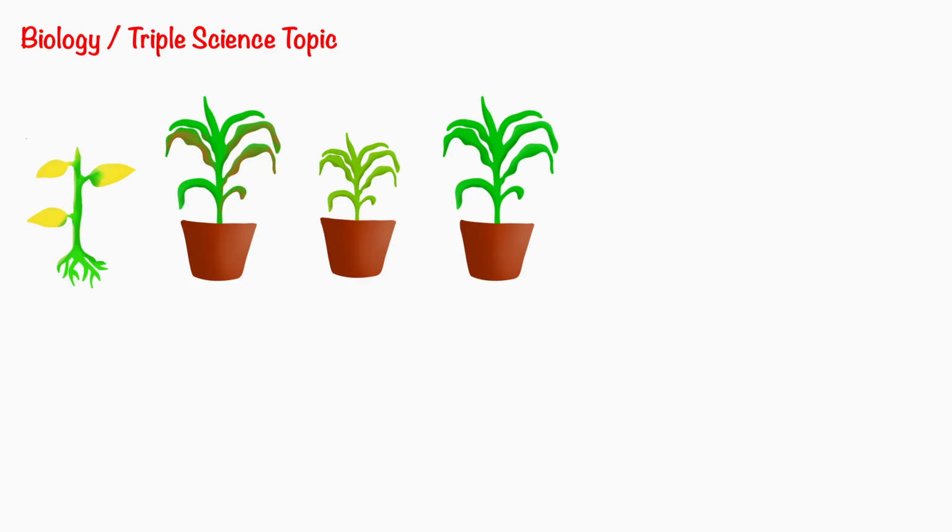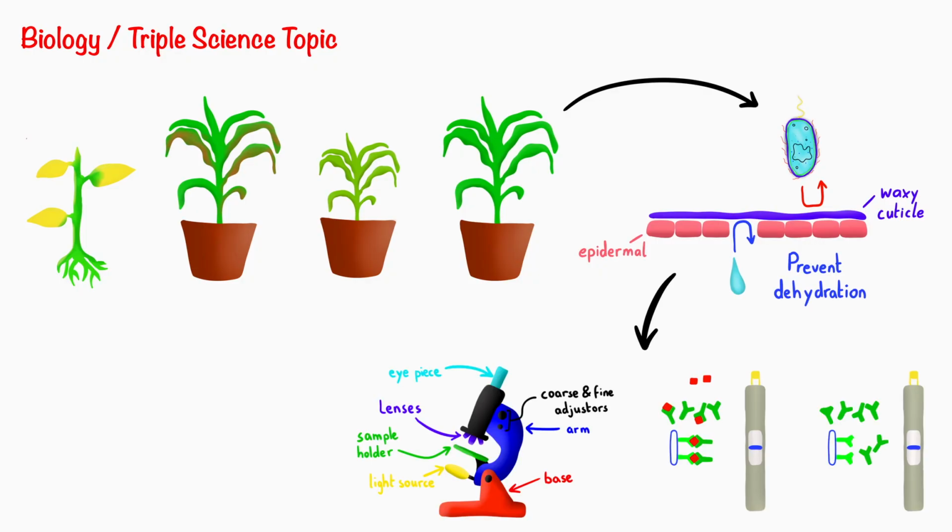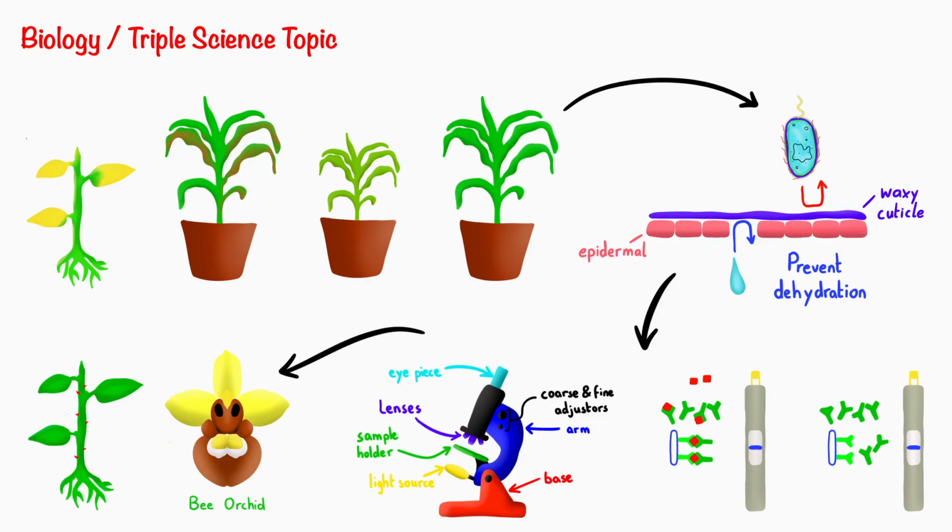Let's start by outlining the main points we'll go over. First, we'll look at the common signs that indicate a plant might be diseased. Next, we'll examine the various types of pathogens that can infect plants. Then we'll explore the different methods used to identify specific plant diseases. Finally, we'll investigate the fascinating physical, chemical, and mechanical defense mechanisms plants use to resist infection.